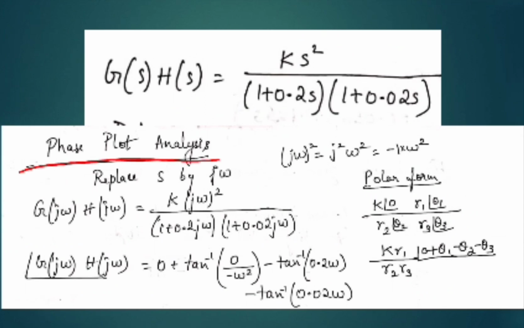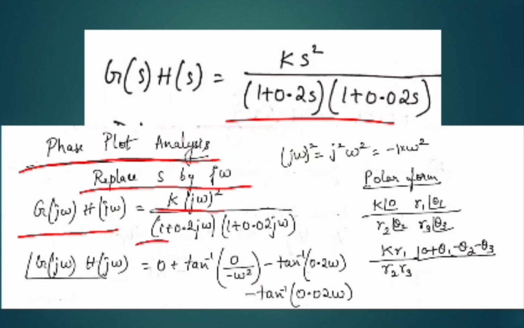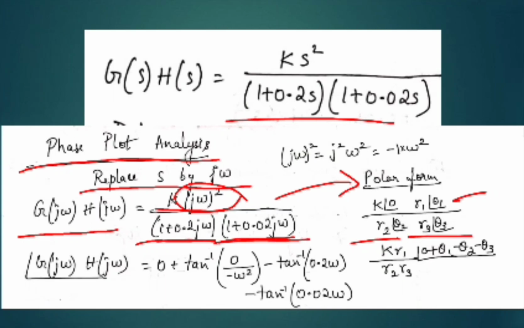Next is phase plot analysis. Replacing the s value with j omega in the equation, it gives G(j omega)H(j omega) is equal to K into (j omega) whole square divided by (1 plus 0.2 j omega) into (1 plus 0.02 j omega). Now finding the angle of this equation, converting this to polar form, we get it as K at an angle 0, and let me assume that the value of this in polar form is r1 at an angle theta 1, and here r2 at an angle theta 2, and this to be r3 at an angle theta 3.